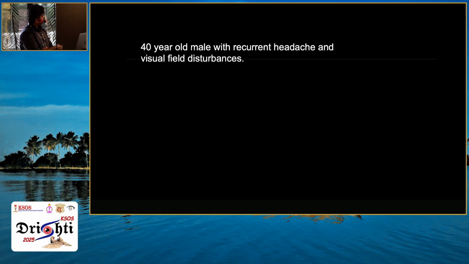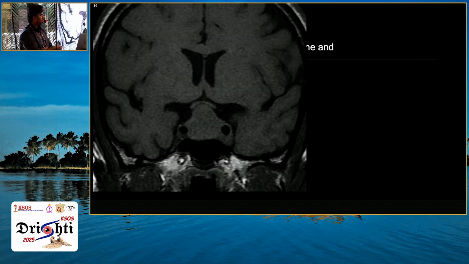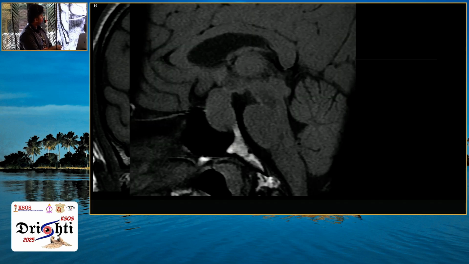Another case, quickly we'll move along. Recurrent headaches, 40-year-old, visual field disturbances. Coming to the sella, here we are seeing the sella, two nice black structures at the level of the sella, on the other side of the sella. On the T1 image, some lesion in the sella. On the sagittal image, the sella is expanded. Here the white thing is the clivus. Here is the sphenoid sinus.